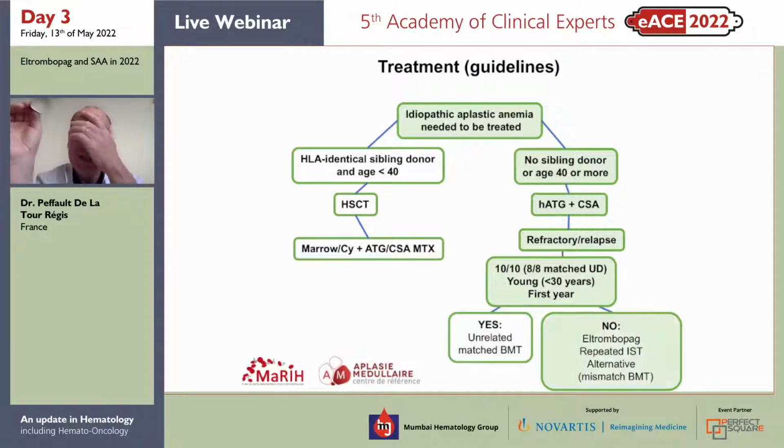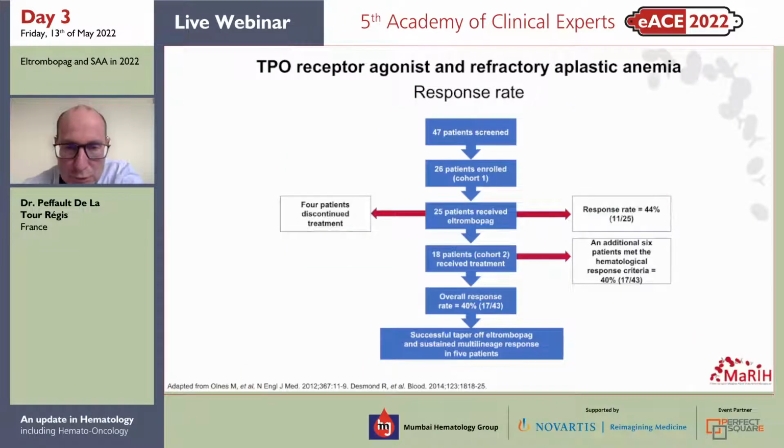If the patient is not presenting with a matched unrelated donor, if he's not young, then you have to consider eltrombopag. Of course, at the moment, the place is very difficult because those studies that I'm presenting to you right now have been developed while patients had never been exposed to eltrombopag before. It is most possible that patients in the near future will be exposed to eltrombopag from first line. And then, of course, the discussion for refractory patients might be a bit different.